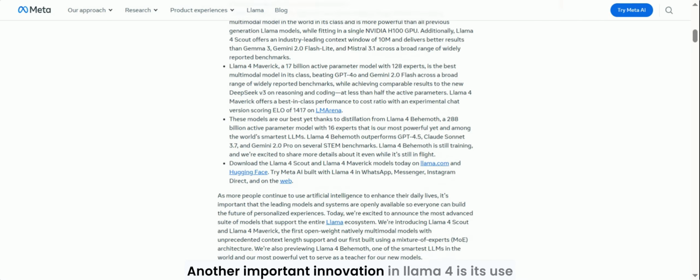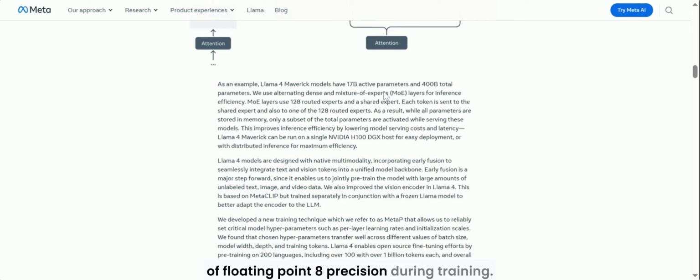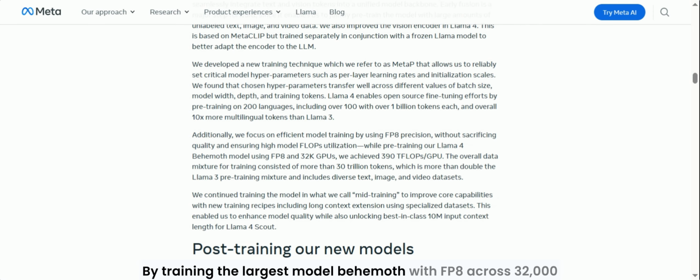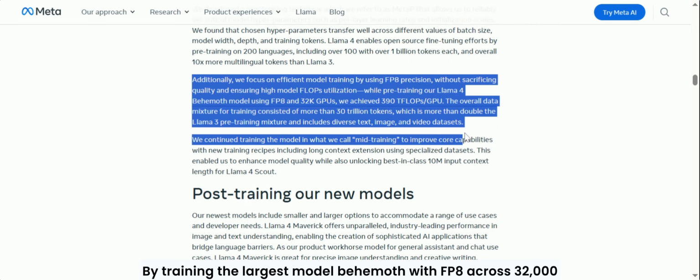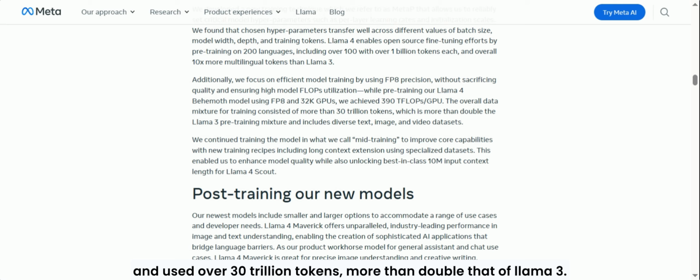Another important innovation in LLaMA 4 is its use of floating-point 8 precision during training. By training the largest model, Behemoth, with FP8 across 32,000 GPUs, Meta was able to dramatically reduce training costs while maintaining high model performance. This training run achieved about 398 teraflops per GPU and used over 30 trillion tokens, more than double that of LLaMA 3.